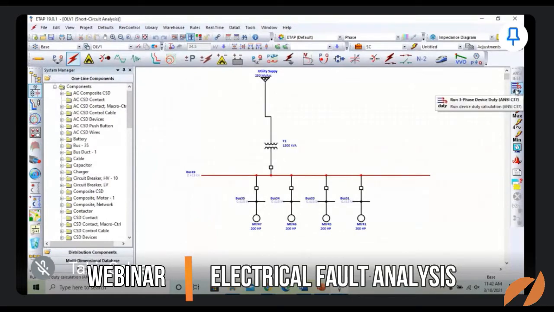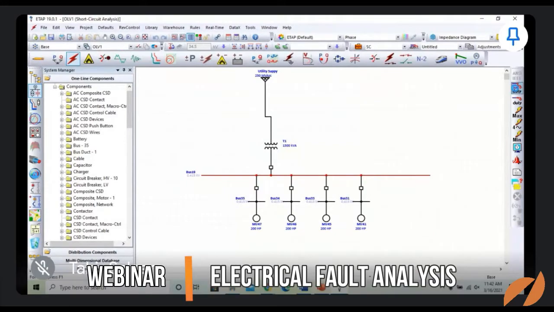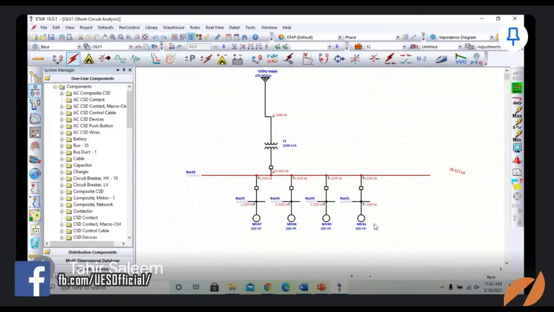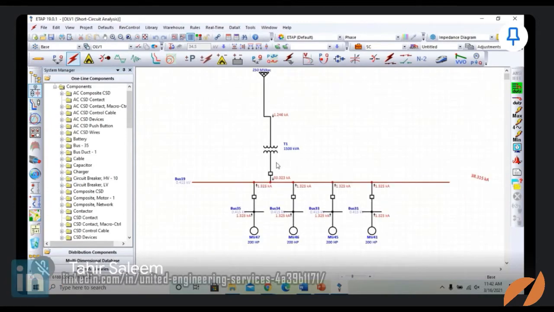Let me just start by running a three-phase device duty. So here you can start the three-phase fault and you can calculate the parameters. Now just look at it, we are having a current contribution of 1.246 kiloampere from this main supply. Here you can see the arrow is pointing downwards. It means the current is coming from the utility supply to the branch circuit or the main bus bar.